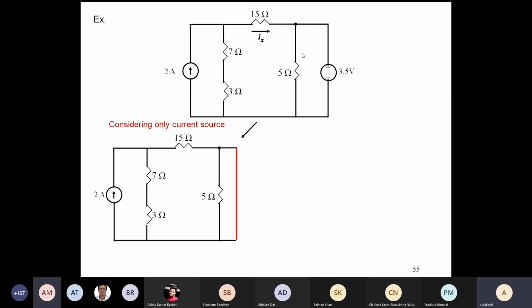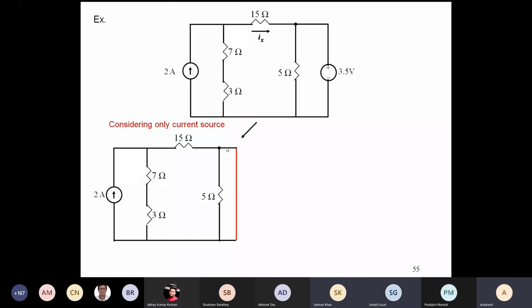So this is short circuit. I have shown it. So short circuit means how much value? 0. So the parallel equivalent of 0 and 5 is how much? 0.